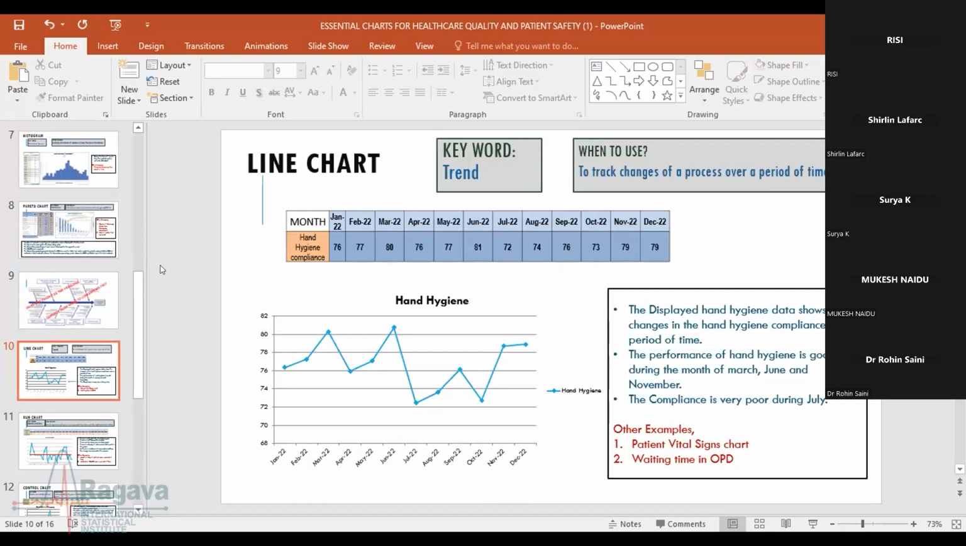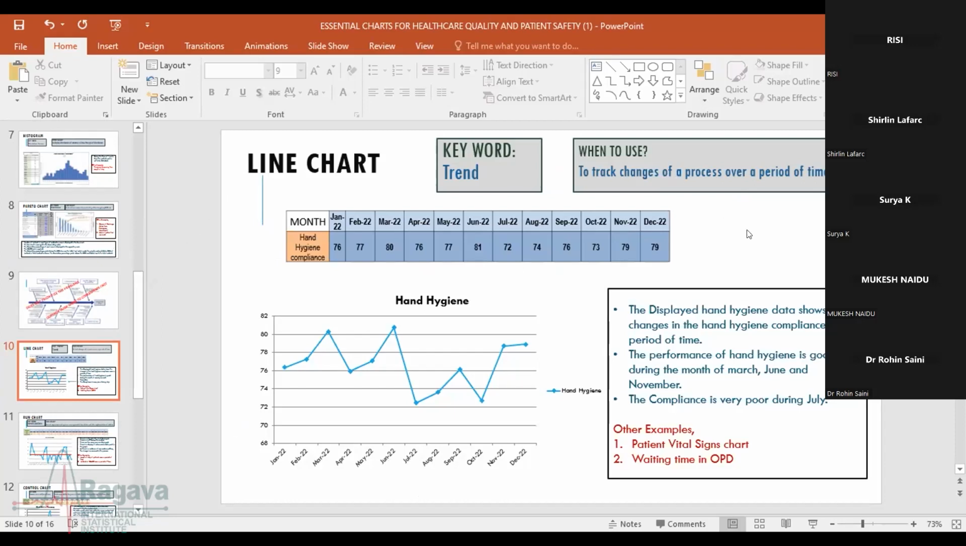So next is the line chart. The line chart is mainly used for knowing the trend. In order to know the compliance of the hand hygiene trend in our organization, the time series for 1 year is taken. So this displays the hand hygiene data.